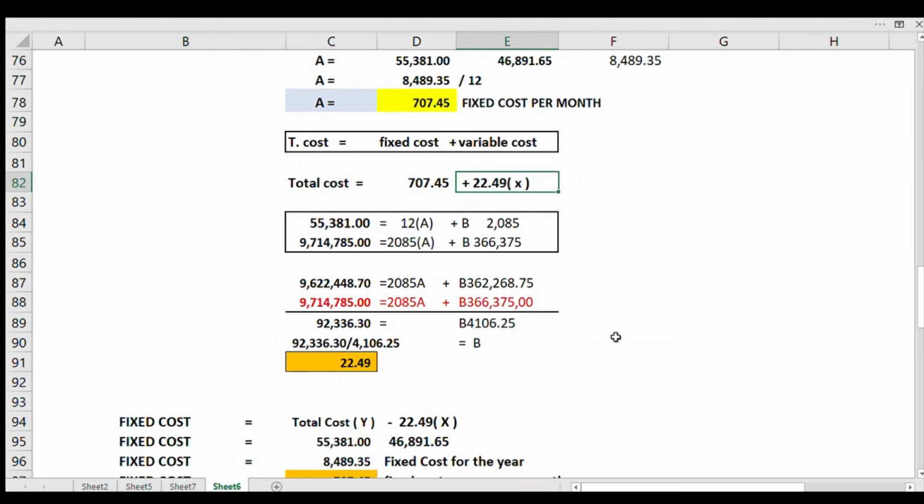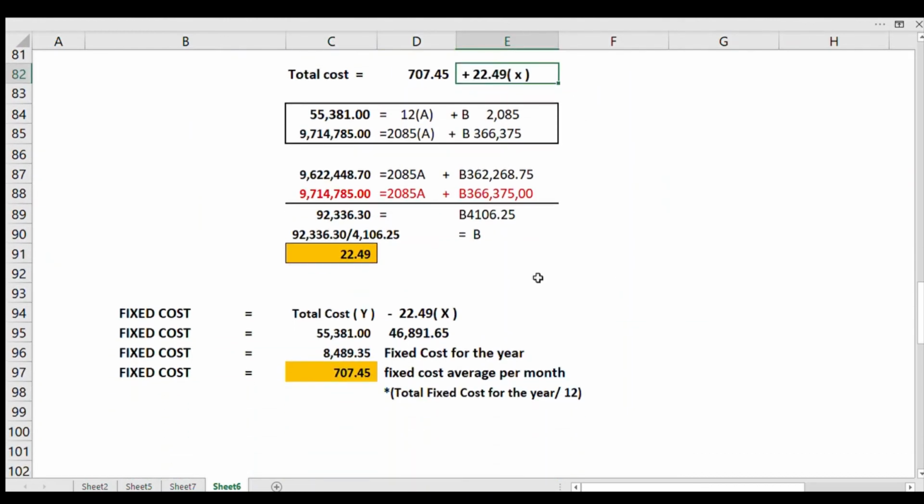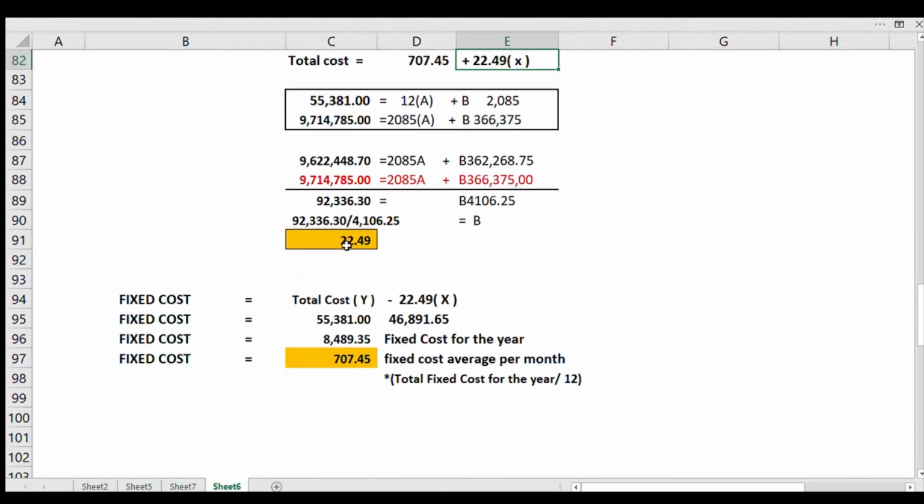Ito talaga yung equation natin sa business mathematics, ano? Yan. So, 22.49. Okay? So, meron na tayong variable cost. So, ang kukunin na ngayon natin, lastly, fixed cost. So, total cost, no? I-less natin yung variable cost portion. Yan. So, ang total cost natin ay 55,381.